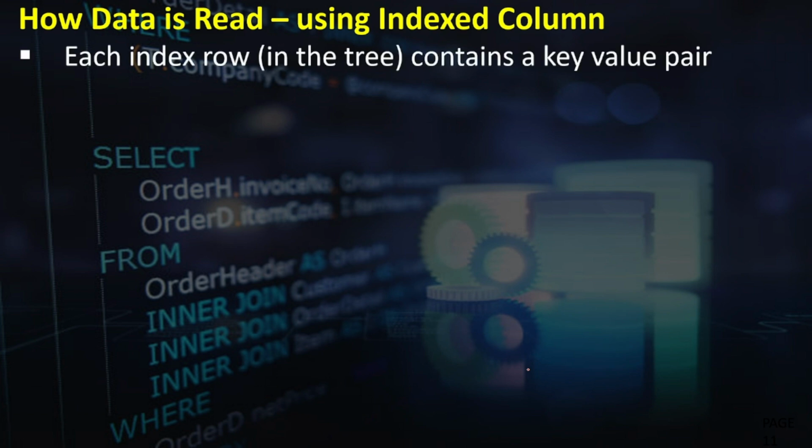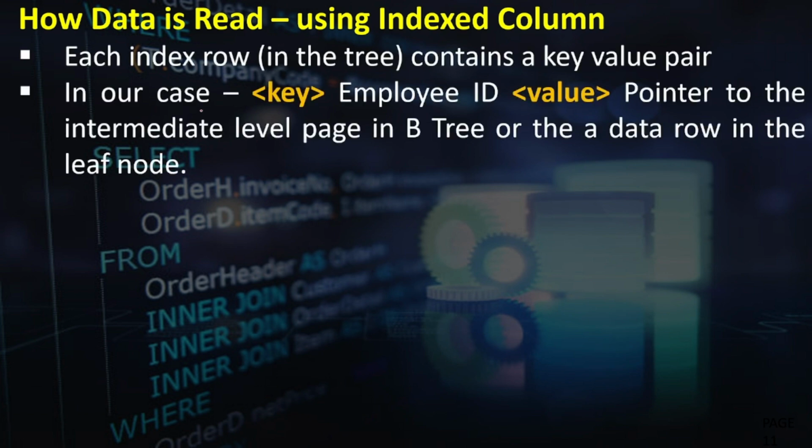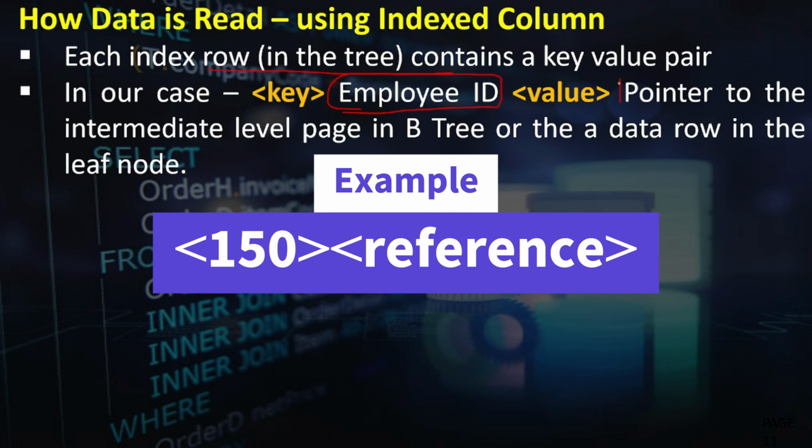Now, if it is an index column, what happens? Each index row in the tree contains a key value pair. Since you have created the index, you know that the clustered index has already been created, and that is on employee ID. So employee ID will be the key, and the pointer to the next intermediate level page will be the value. So each key and value pair will be stored. Because you have created a clustered index on employee ID, this will be maintained.